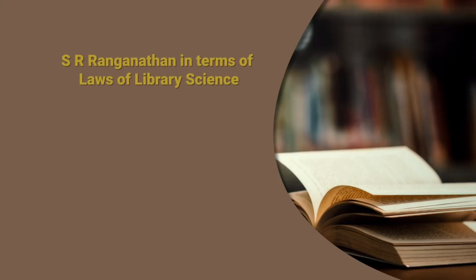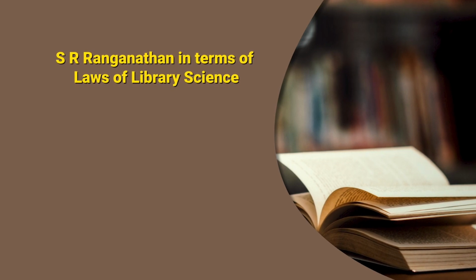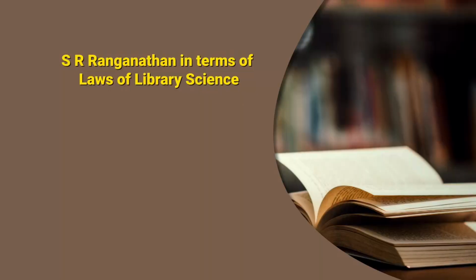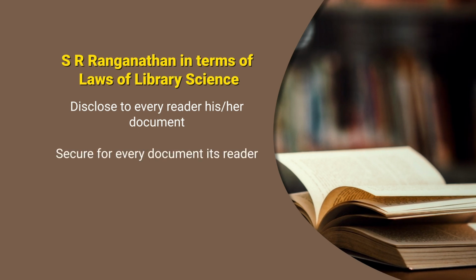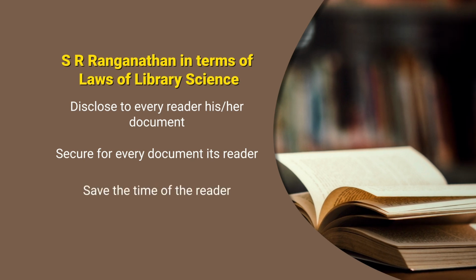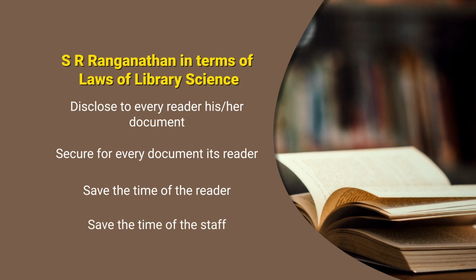You know the 5 laws of library science given by S.R. Ranganathan guide us in all library work, and Ranganathan has tried to define the objectives of a library catalog from his 5 laws also. That means he says that a library catalog should disclose to every reader his or her document. It should secure for every document its reader. It should save the time of the reader and also save the time of the staff.